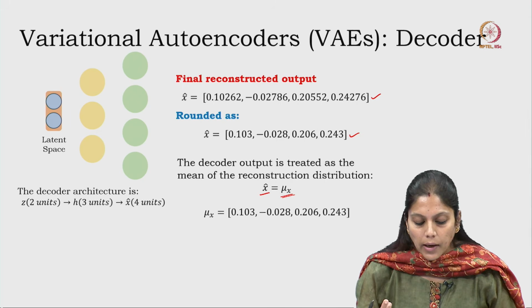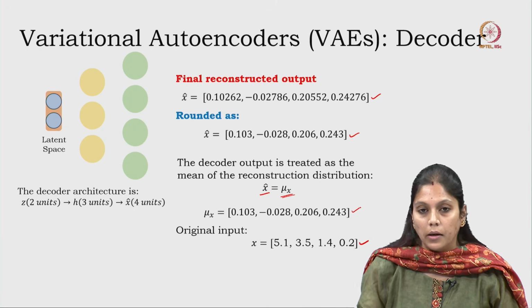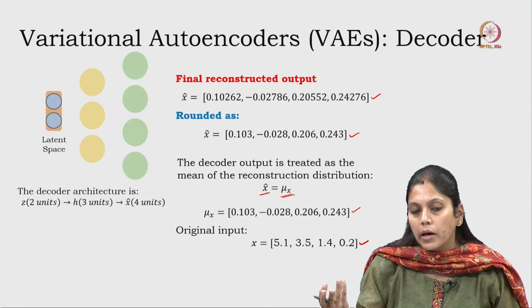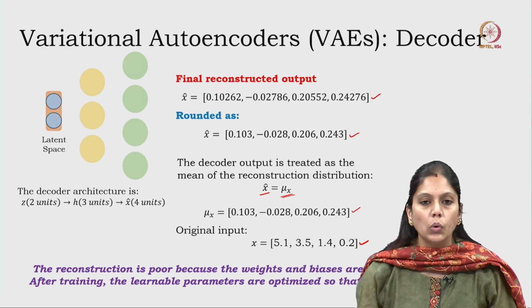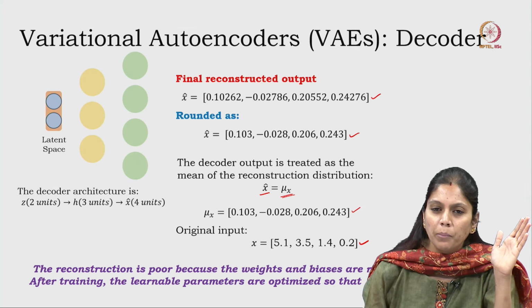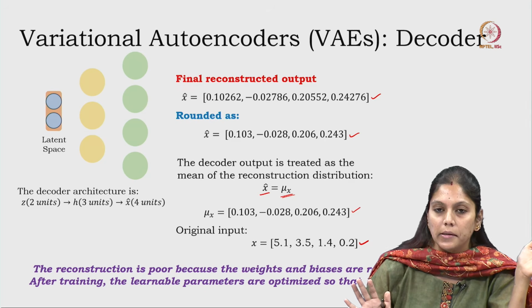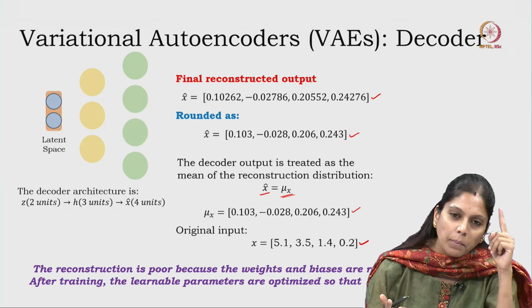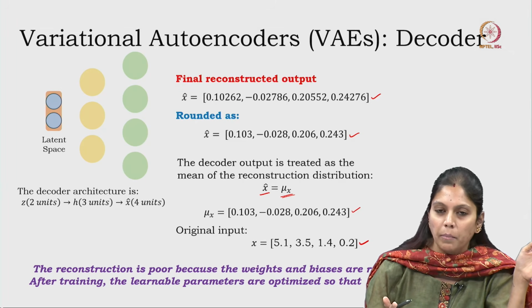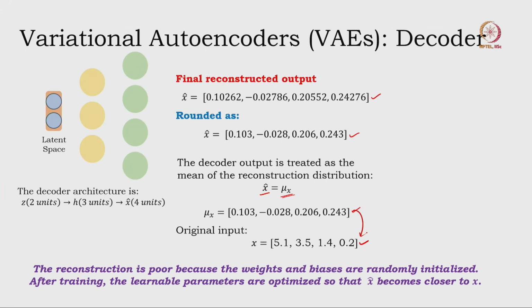Now you can see the original input is this, and the reconstructed or generated data we have obtained is this. We have a huge difference. Why? Because the reconstruction here is very poor, since all the weights and biases we have considered are randomly initialized. But once the training is over, during backpropagation we update all of these weights and biases, and over a period of time this value will be much closer to the original value. Do you agree?